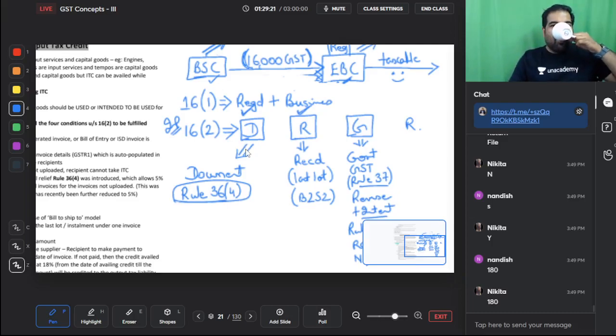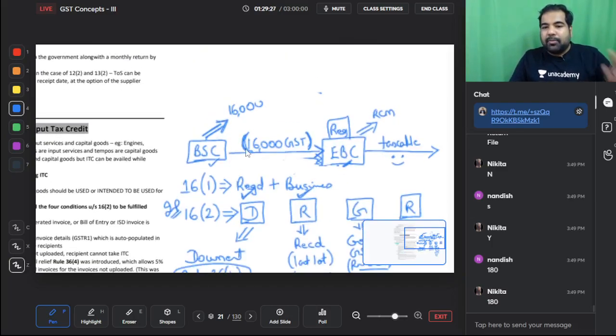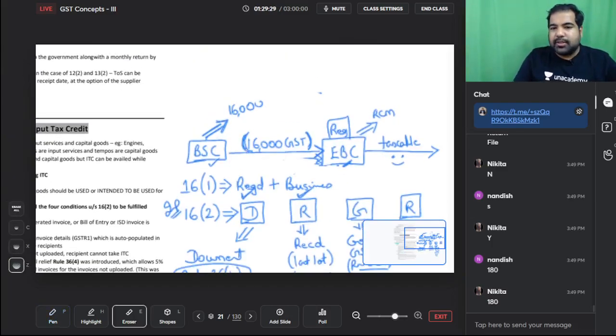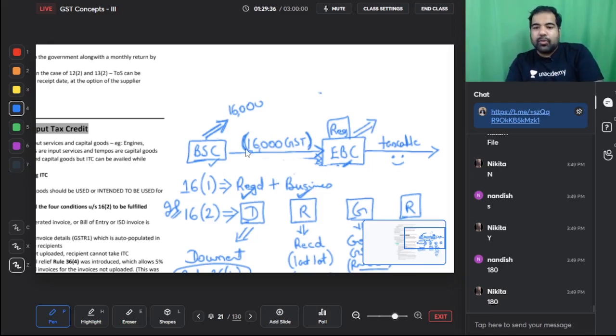Next, DRGR. The last is return. Electric bike company, do you want 16,000 GST? Yes. Do you want credit? Yes. Then make sure whatever returns you are supposed to file, please file them, else you will not get the credit. So DRGR. That is section 16.2.